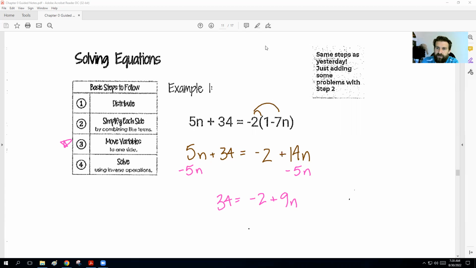All right, then we're going to work on solving here. We have this -2 we need to get rid of. The opposite of -2 is +2, so we add 2 to both sides and get 36 equals 9n. Then to solve, divide both sides by 9 to get n by itself. And 36 divided by 9 is 4.